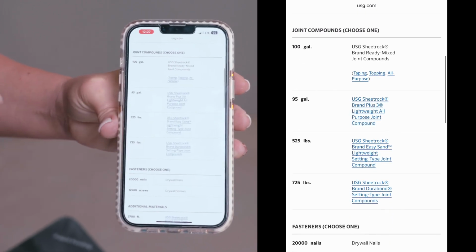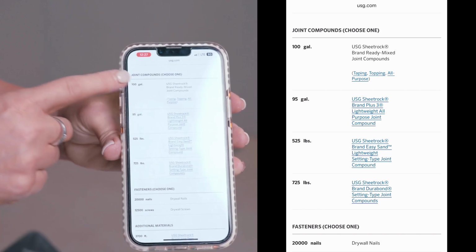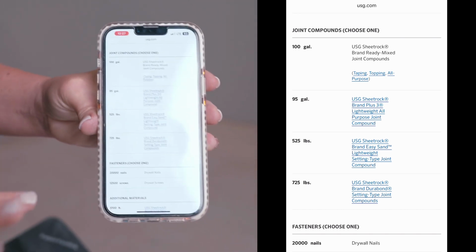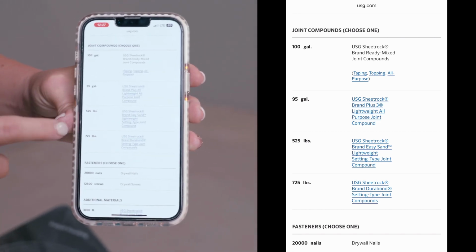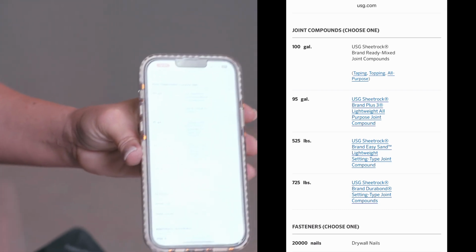But what's nice is it also has how much mud you need to finish the job. We typically are using multiple brands of mud, but at least you can get an idea of how much you're going to use. But a lot of that also is going to depend on your level of finish.